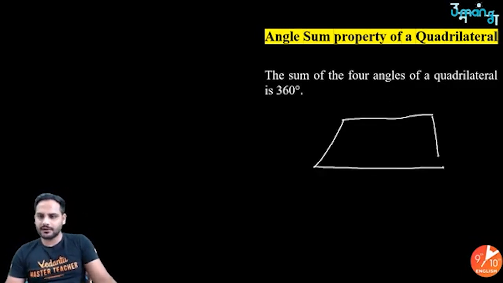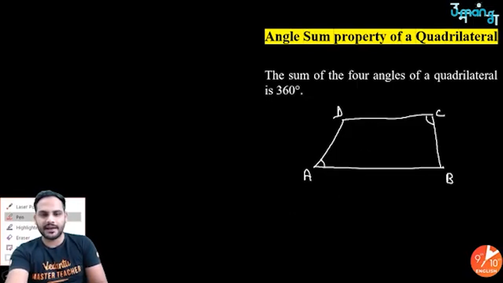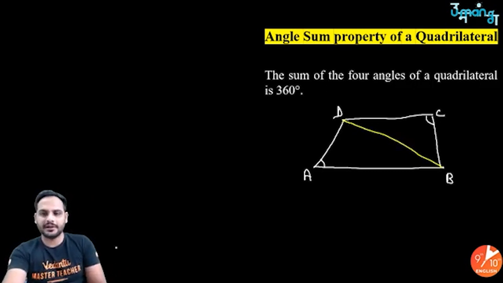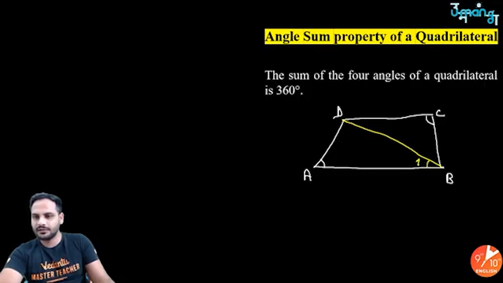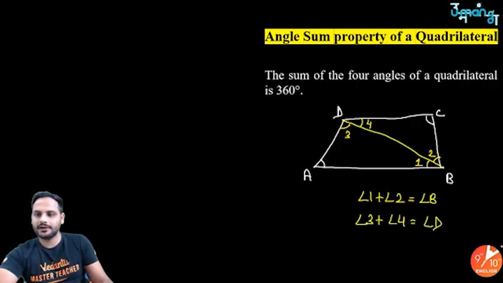Suppose this is a quadrilateral, your quadrilateral ABCD. So this is your angle A, this is your angle C. Now what I'll do to prove this, I will join any of the diagonals. Suppose I'm joining the diagonal BD. If I join this diagonal BD, you can see angle B is being divided in two parts, let's say angle 1 and angle 2, and angle D also is divided in two parts, angle 3 and angle 4, right? So I can clearly say angle 1 plus angle 2 will be equal to angle B, and angle 3 plus angle 4 will be equal to angle D, right?